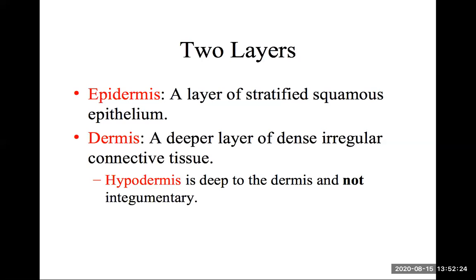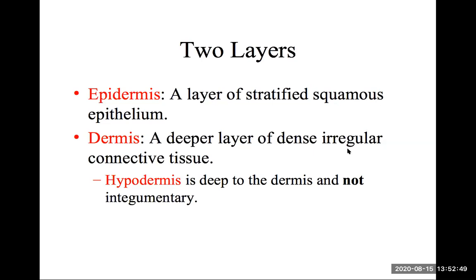So let's start with the two layers. The epidermis, of course, is superficial most, and the specific epidermal tissue is keratinized, stratified, squamous epithelium. Deep to the epidermis is the dermis. Now, this connective tissue is largely made up of dense, irregular connective tissue.